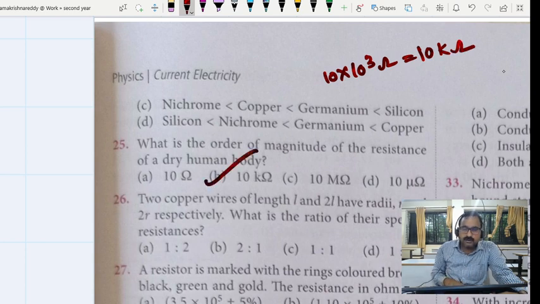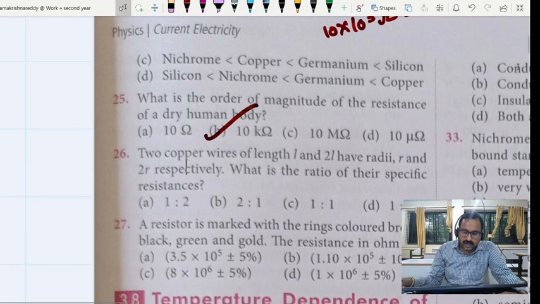That is the one point you have to remember, that there is no special calculation for that. Generally scientists calculate and give some of the values there. What is the order of magnitude of the resistance of a dry human body? That is 10 kilo ohm.